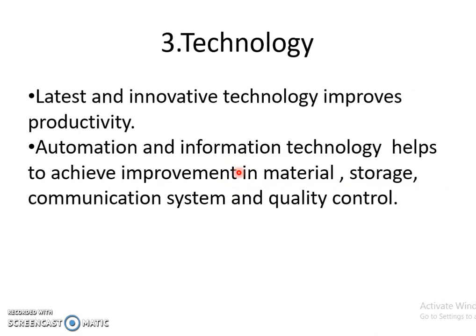Now next comes the technology. Use of technology is not uniform in all organizations. The industry which uses the latest and innovative technology has better output, and therefore increased productivity. Use of CNCs, automation, and information technology helps to achieve improvement in material storage, communication systems, and quality control. So the better the technology used in an organization, the more the productivity will be.